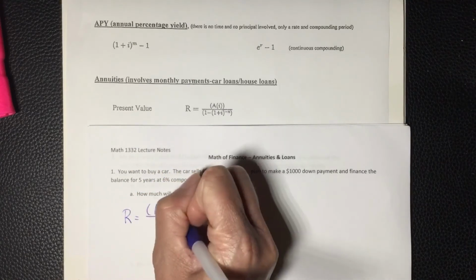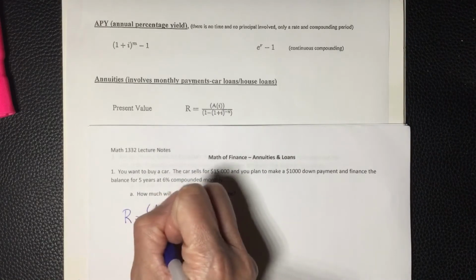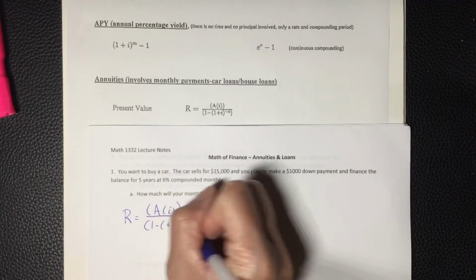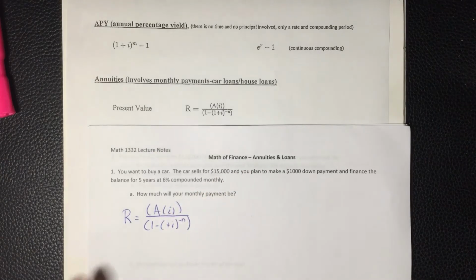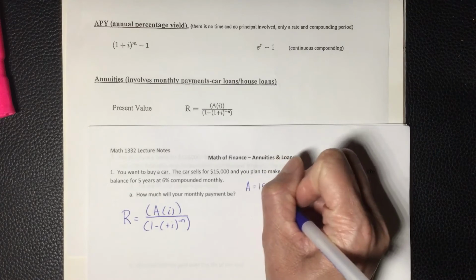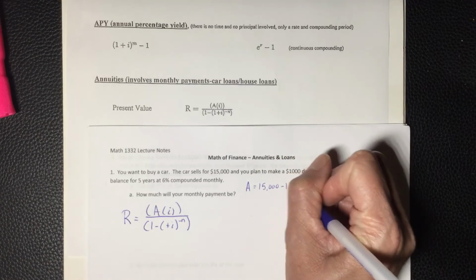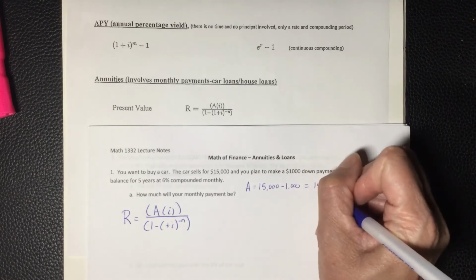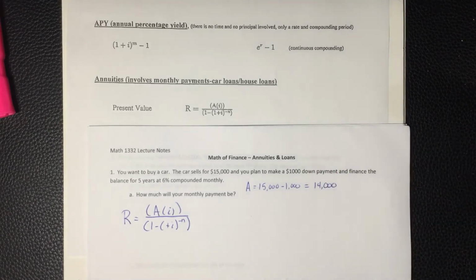Okay, so I want to make sure when I write this down that I'm also writing down the parentheses. And most of these numbers we've seen before, we've worked with I and we've worked with N. The A is going to be the amount that we're financing, so the amount that we're borrowing. For number 1, we're buying a car. It sells for $15,000, but you're making a $1,000 down payment. So if we think about the amount of money we're going to have to borrow, we're going to take off our down payment. Okay, so we're going to be borrowing $14,000. All right, so that's going to be our A.